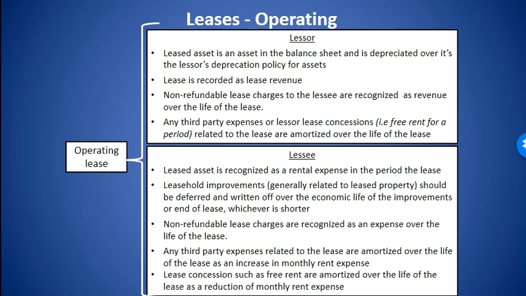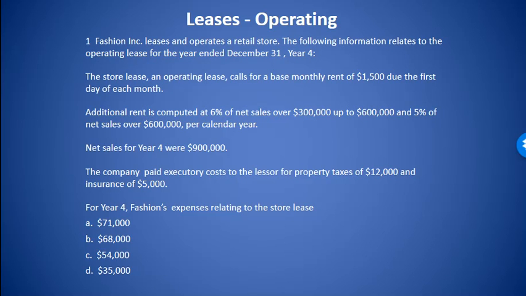Any third-party expenses related to the lease are amortized over the life of the lease as an increase in monthly rent expense. Lease concessions such as free rent are amortized over the life of the lease as a reduction of monthly rent expense. Now, with that information, we're going to go over 3 multiple choice questions.